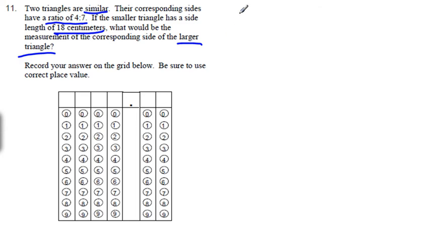We are comparing a smaller shape to a larger shape. And what makes this pretty straightforward is it tells us this ratio from the small to the large has to be 4 to 7. And I know it doesn't say that in the wording, it doesn't say small to large is 4 to 7, but if you just think about it, the small would have to be the smaller number. So 4 is that smaller number, okay?